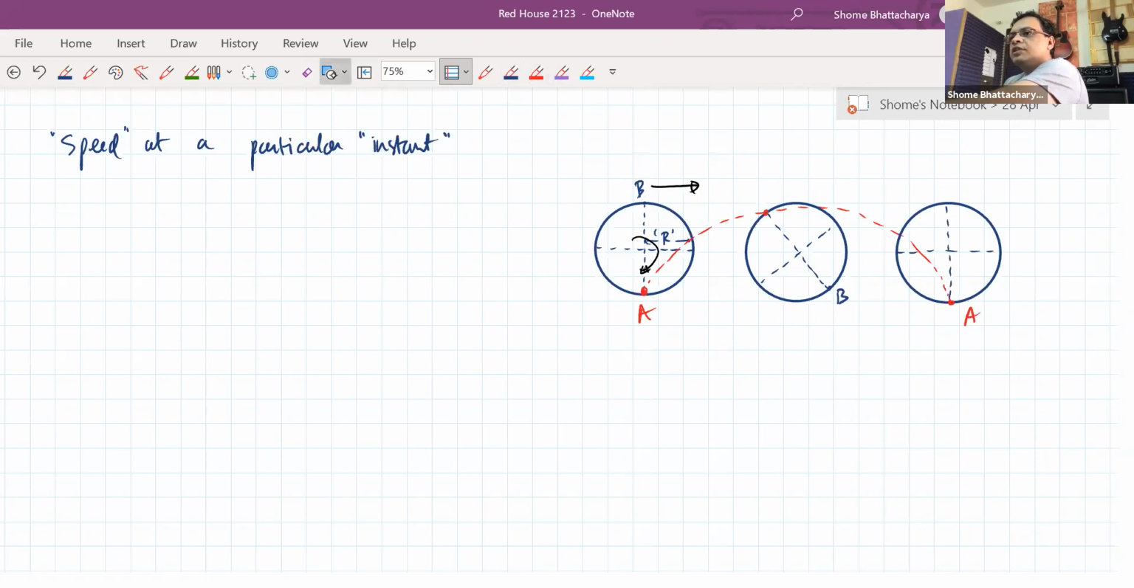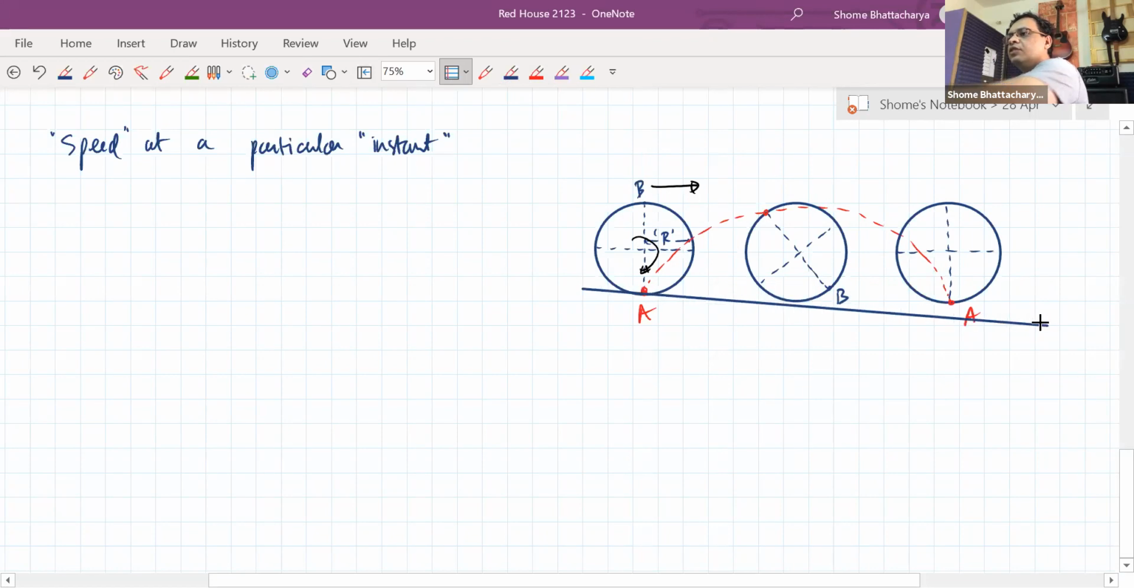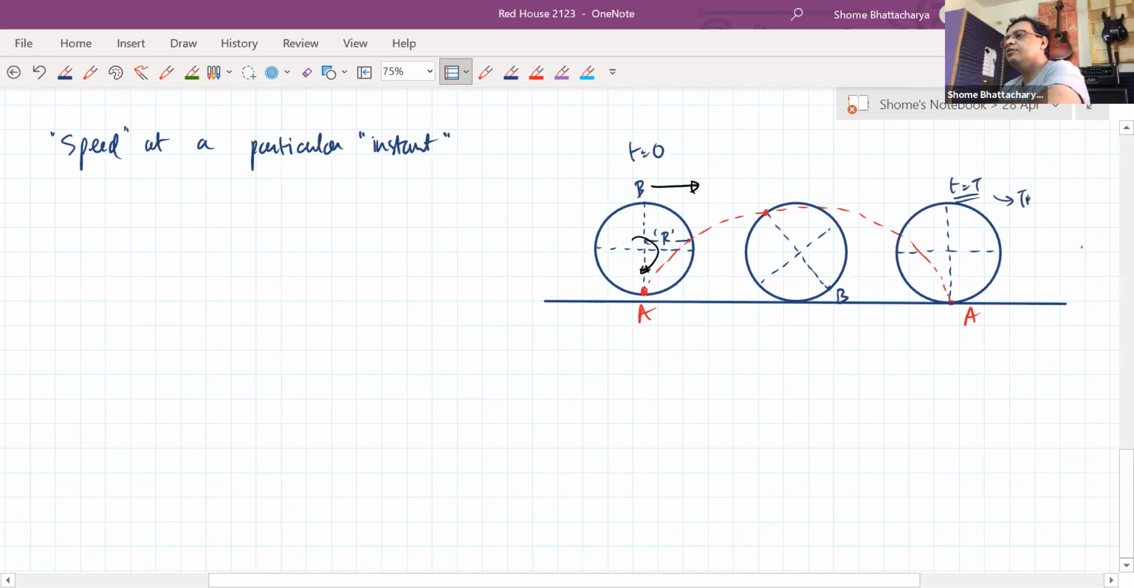Okay, so now if we just want to visualize how much distance the wheel has traveled in one full rotation, so this is when it is completed. If this was t equal to 0, this is, let's say, t equal to capital T, the time taken for one rotation.